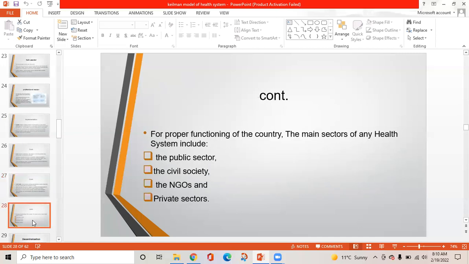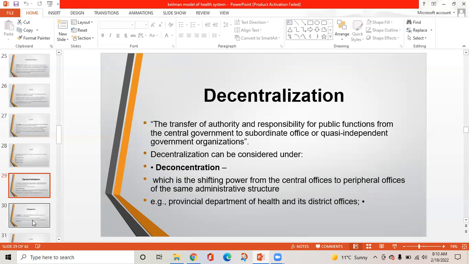For proper functioning of the country, the main sectors of any health system include the following: public sector, civil society, NGOs, and the private sector. Now, what is decentralization? It is the transfer of authority and responsibility for public functions from the central government to subordinate offices or quasi-independent government organizations. Decentralization can be considered under deconcentration, delegation, and devolution.